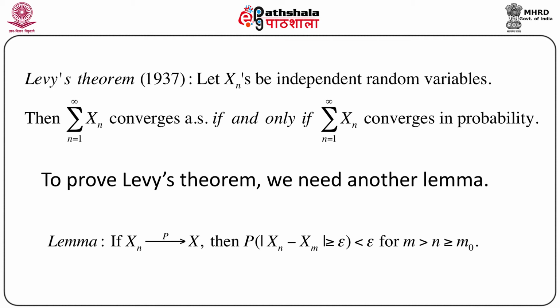To prove Levy's theorem, we actually need another lemma along with Levy's inequality. This lemma is: if Xn converges to X in probability, then the probability that the modulus of Xn minus Xm is greater than or equal to epsilon is less than epsilon whenever m is greater than n, which is greater than or equal to n naught. So this actually comes directly from the definition of convergence in probability and is very simple to prove.